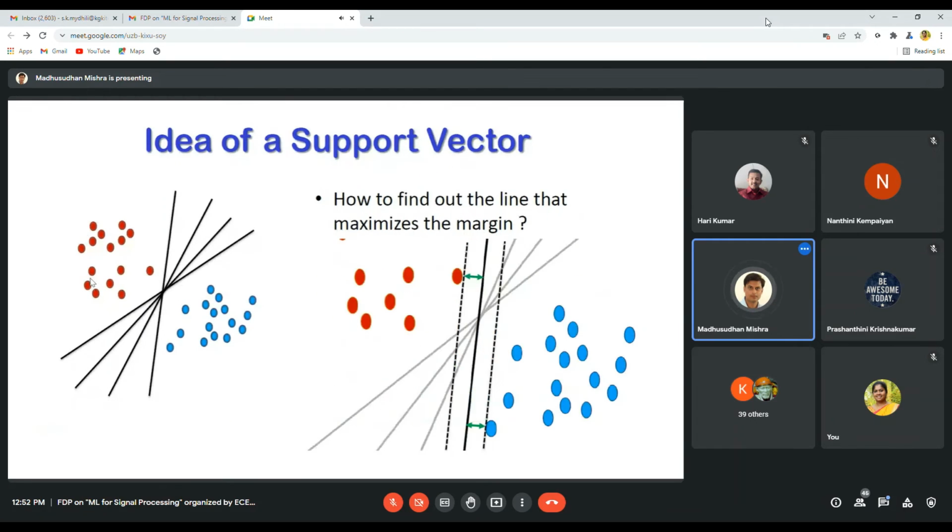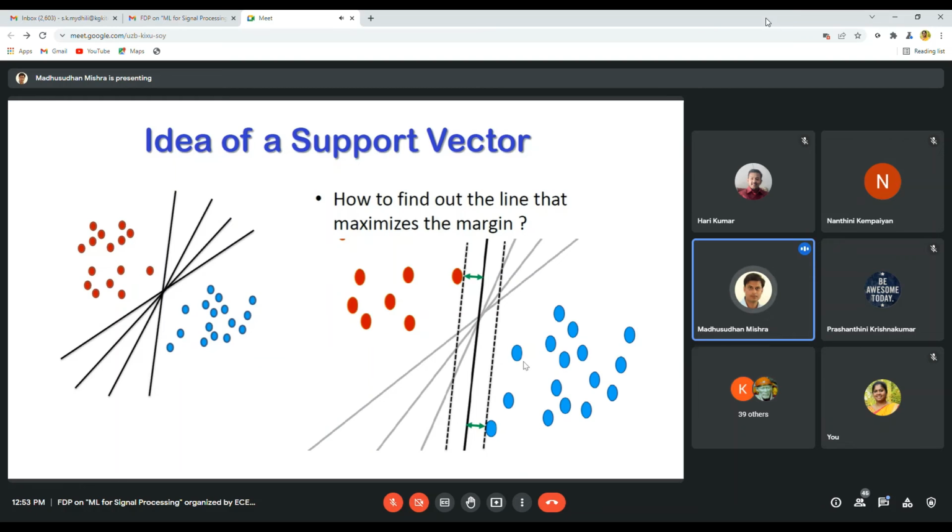Okay, so how do we find the line that maximizes the margin? If you see this one, definitely this line is not good because it is very close to this group. But this black one is the best because it gives a good margin to both the classes. So how do we do that mathematically?